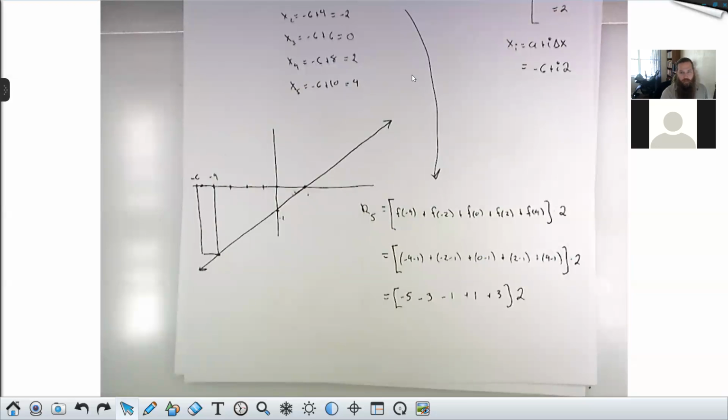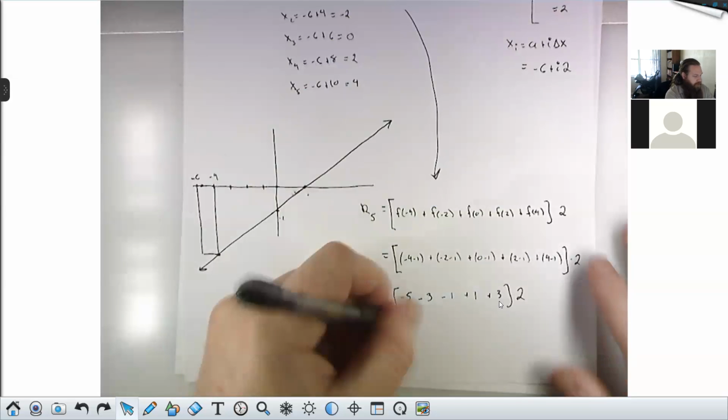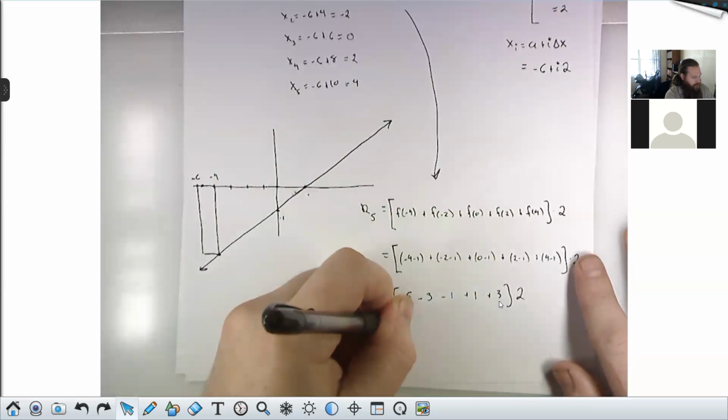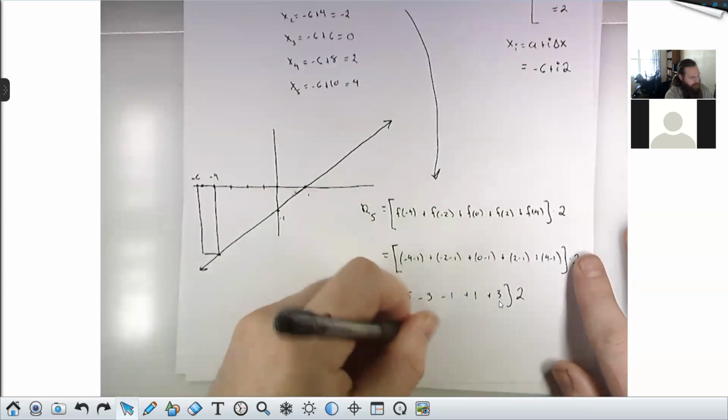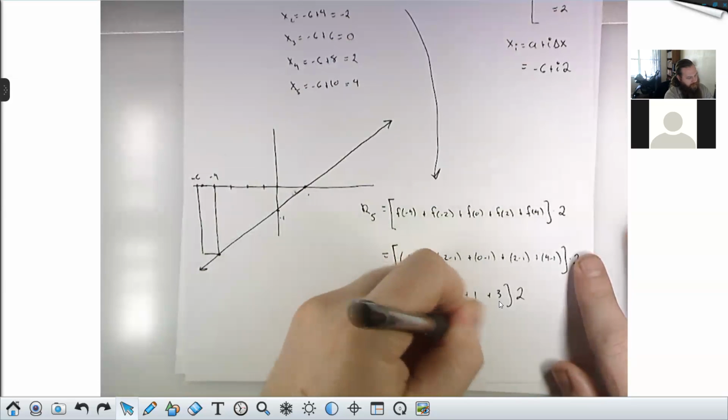And now we compute. So what do we have here? This is -8. These two add up to 0. And then we'll have -8 plus 3, which is -5, right? So we go -10. Yeah, perfect. And that's it. That should be our answer.